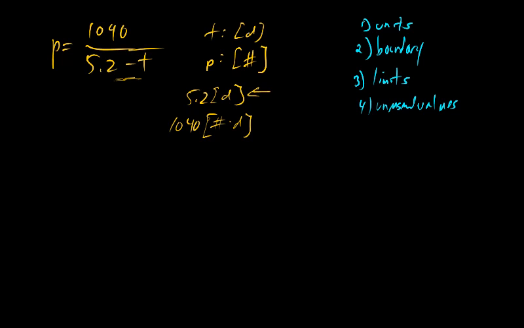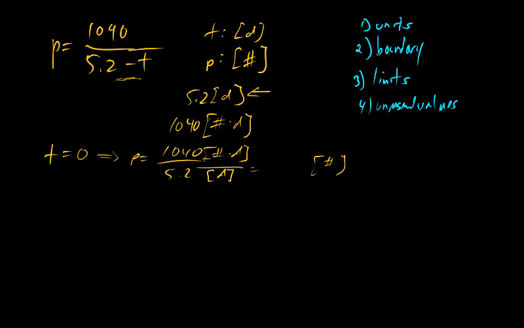A couple things that might be interesting. What happens when t is equal to 0? When t is equal to 0, we get the population equals 1040 over 5.2. And notice if I put the units in, and I'm not totally sloppy here, number times days over days, so we're going to get some number of individuals here, which is correct for the units. And this ends up being 200.